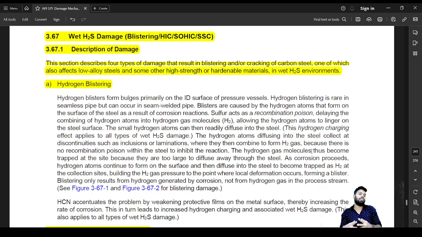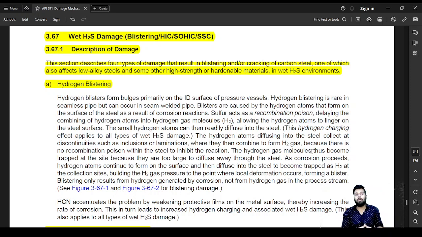This type of damage is not very much subjected to piping systems, but still it can happen, but in most cases it is going to be subjected to pressure vessels. Again, I have said this before as well when we were talking about chloride stress corrosion cracking: a stress corrosion cracking that happens with chlorine is considered to be chloride stress corrosion cracking. If it happens due to ammonia, then it is ammonia stress corrosion cracking. If it happens due to sulfur, then it's sulfur stress corrosion cracking.